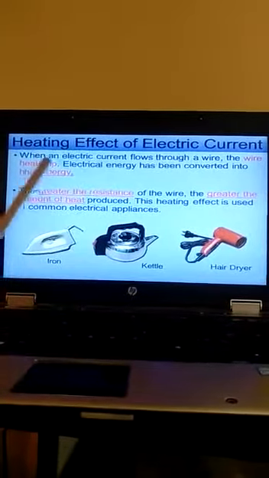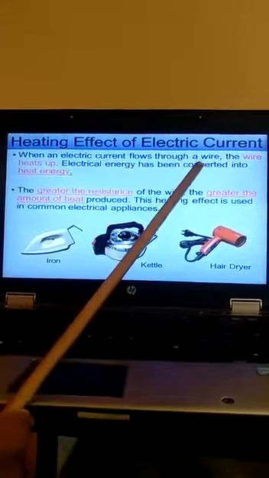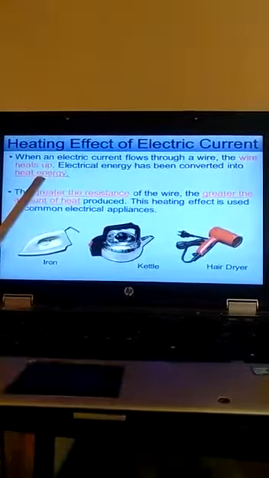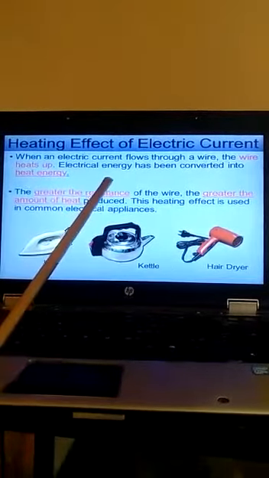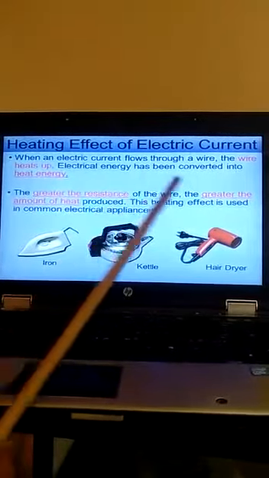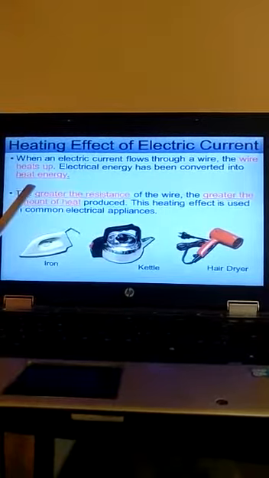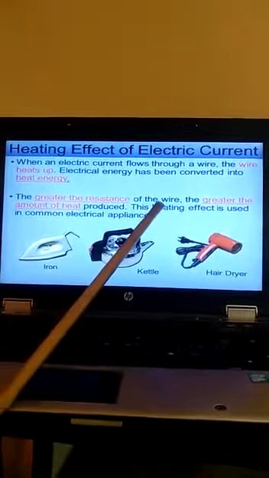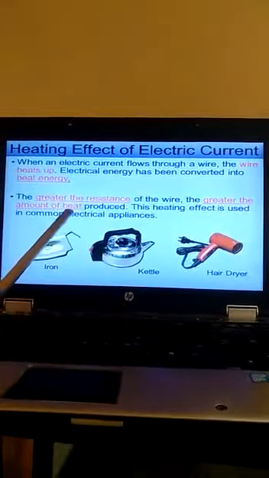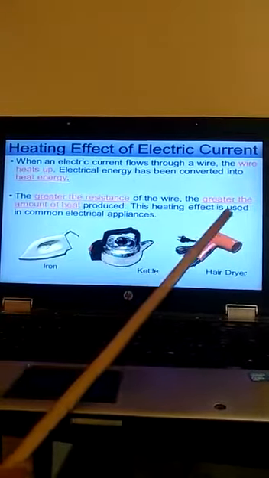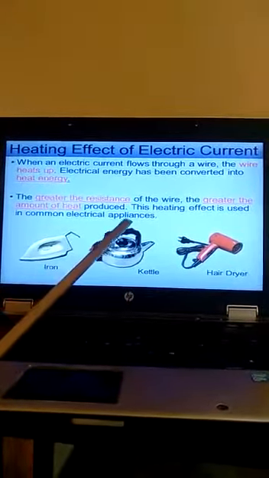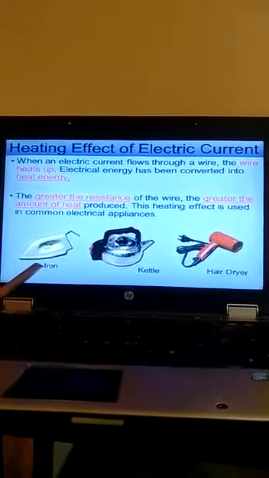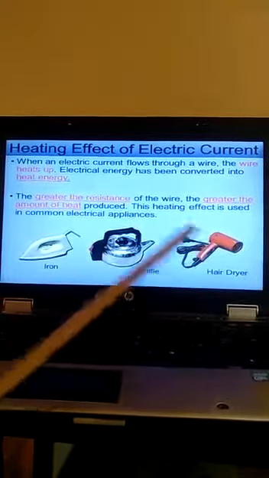Now, when an electric current flows through a wire, the wire heats up. This electric energy is being converted into heat energy. The greater the resistance of the wire, the greater is the amount of heat produced. This heating effect is used in common electric appliances like iron, kettle, hair dryer.